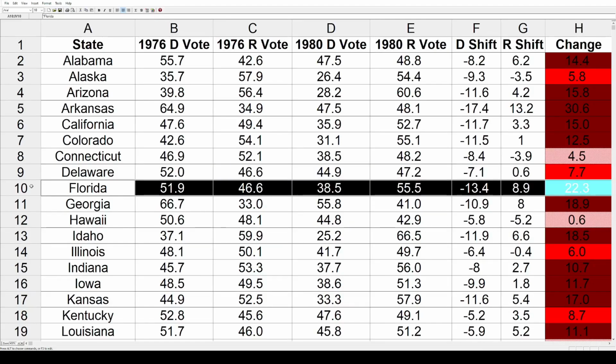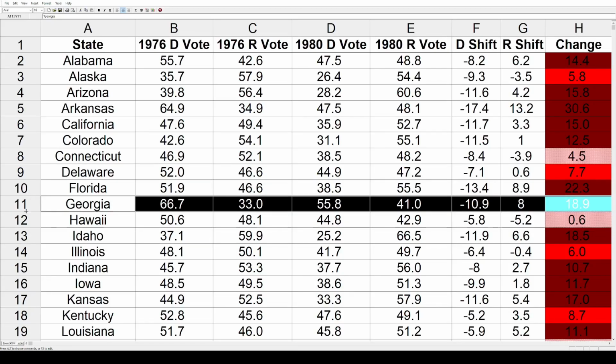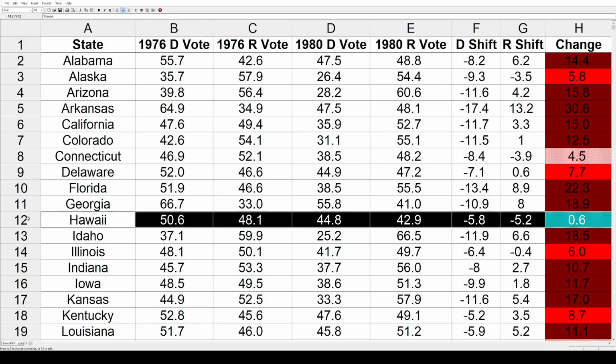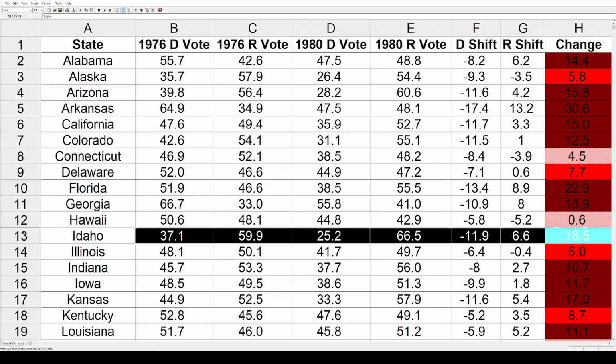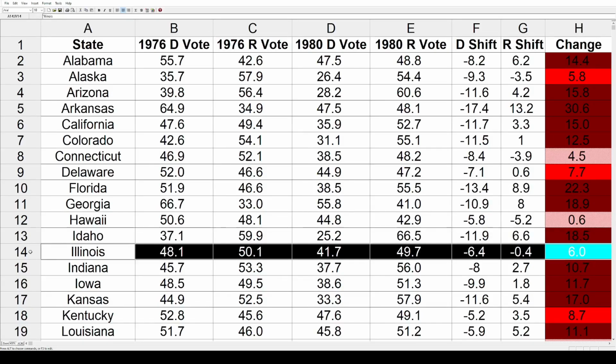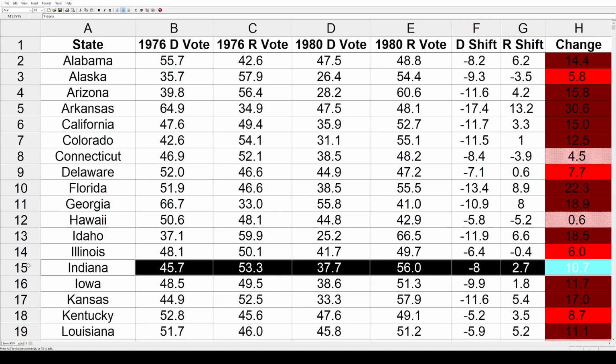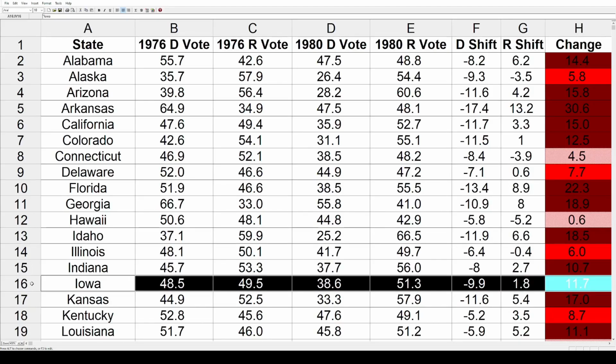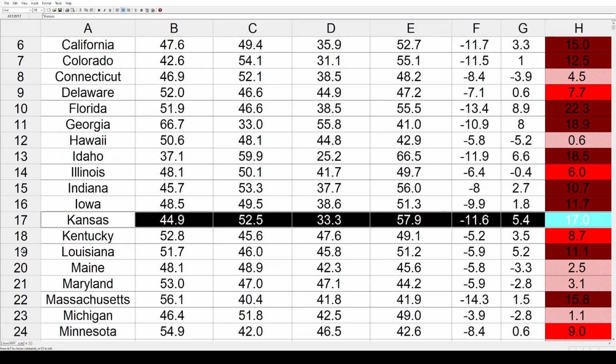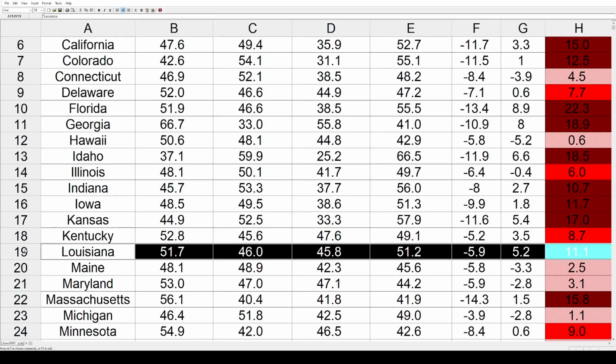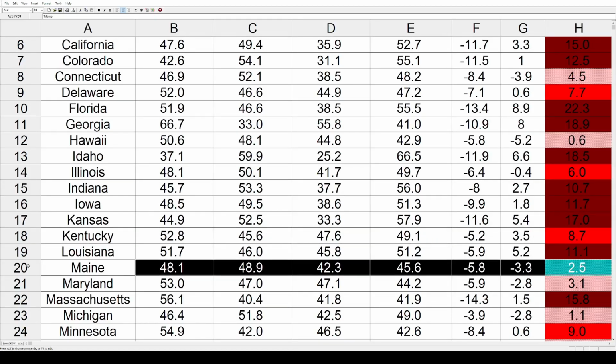Florida had a huge shift of 22.3% in the same direction. Georgia as well by 18.9%. Hawaii, very little change there, only 0.6% toward the Republicans. And now we've got a bunch more shifts toward the Republicans. First, we have Idaho by 18.5%. Illinois at an even 6%. Indiana 10.7%. Iowa 11.7%. Kansas an even 17%. Kentucky 8.7%. Louisiana 11.1%. Maine 2.5%.